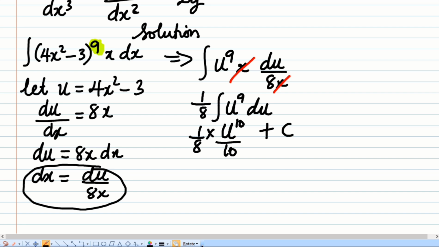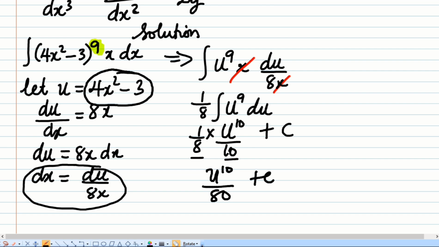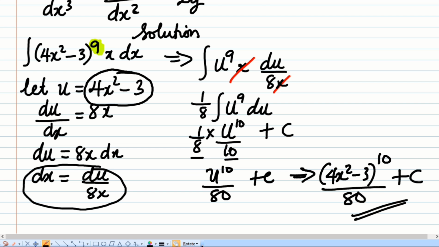On the denominator, we have 8 times 10, and 8 times 10 is simply 80, right? We're going to have u raised to power 10 divided by 80, plus c. Then remember, what is the value of u? We just need to put it back, and then we're going to be done. Remember, u is 4s squared minus 3. So our final answer for this question will be 4s squared minus 3, which is our value for u, raised to power 10 over 80 plus c. So this is the final answer to the first question.